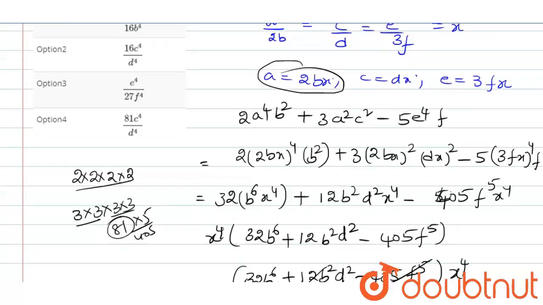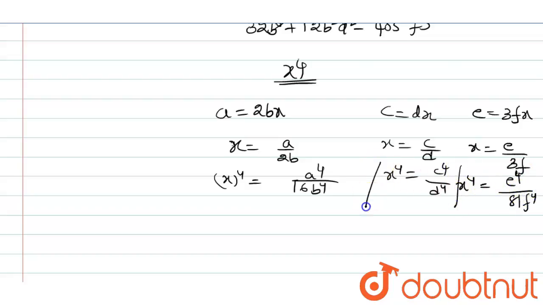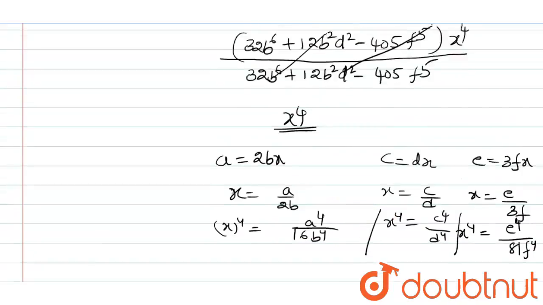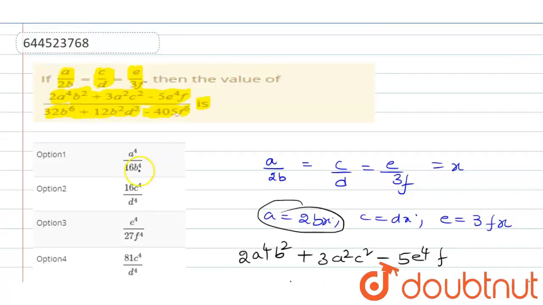E is equal to 3fx, so x is equal to e by 3f. x power 4 is e power 4 by 81 f power 4. So here we can see the options. Option 1 is the right option. After solving this question, we got a power 4 by 16 b power 4.